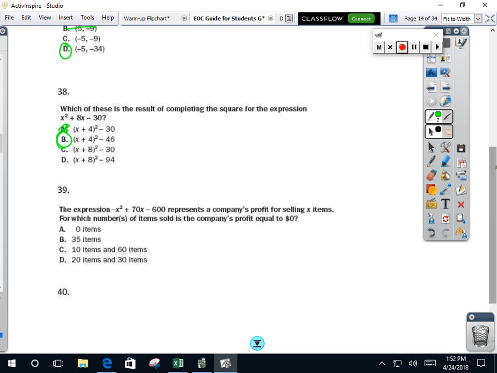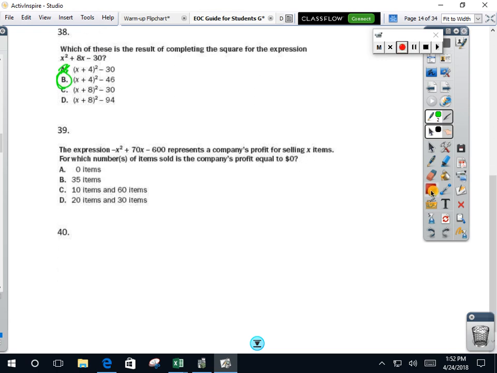Okay, last question, number 39. The expression -x squared plus 70x minus 600 represents a company's profit for selling X items. For which number of items sold is the company's profit equal to 0? So what do you need to do? Well, you can set the equation equal to 0, but what should you do to figure out the answer, though? Guys, can't you just graph it? So go to Y1 and graph it.